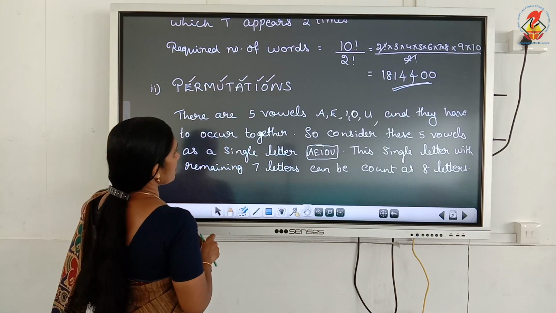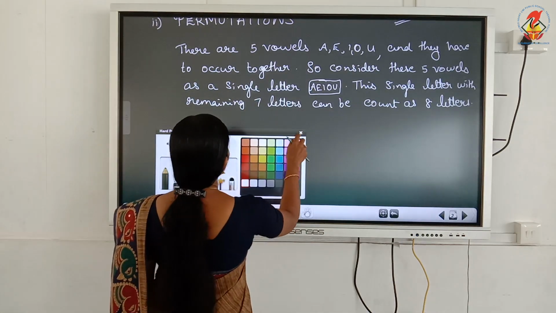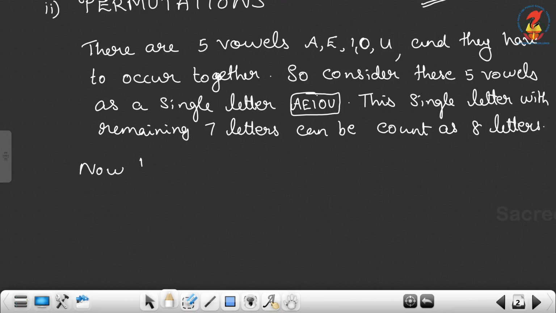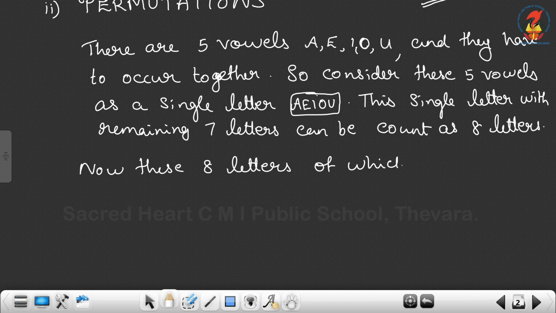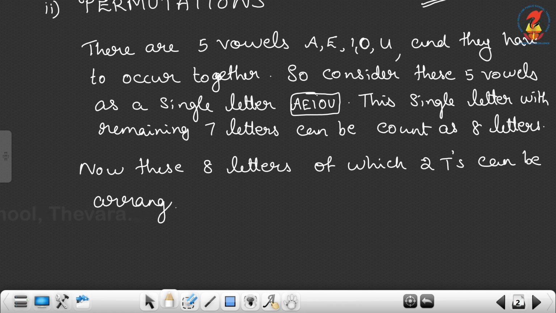Now these 8 letters, in how many ways can we arrange? Now these 8 letters, of which T appears 2 times, can be arranged in 8 factorial by 2 factorial ways. Is this clear?